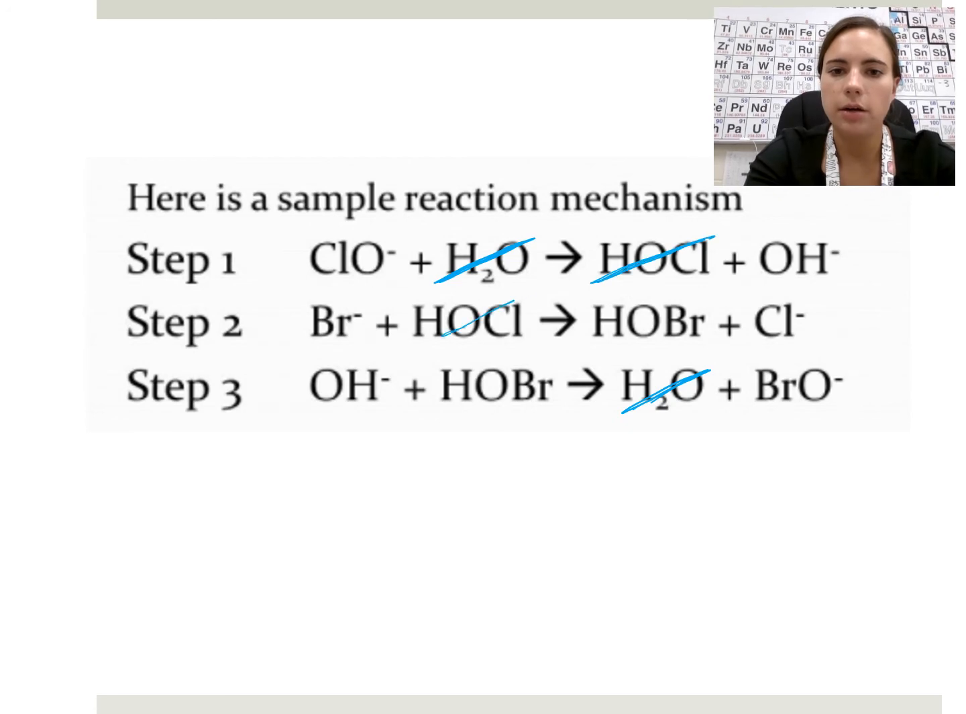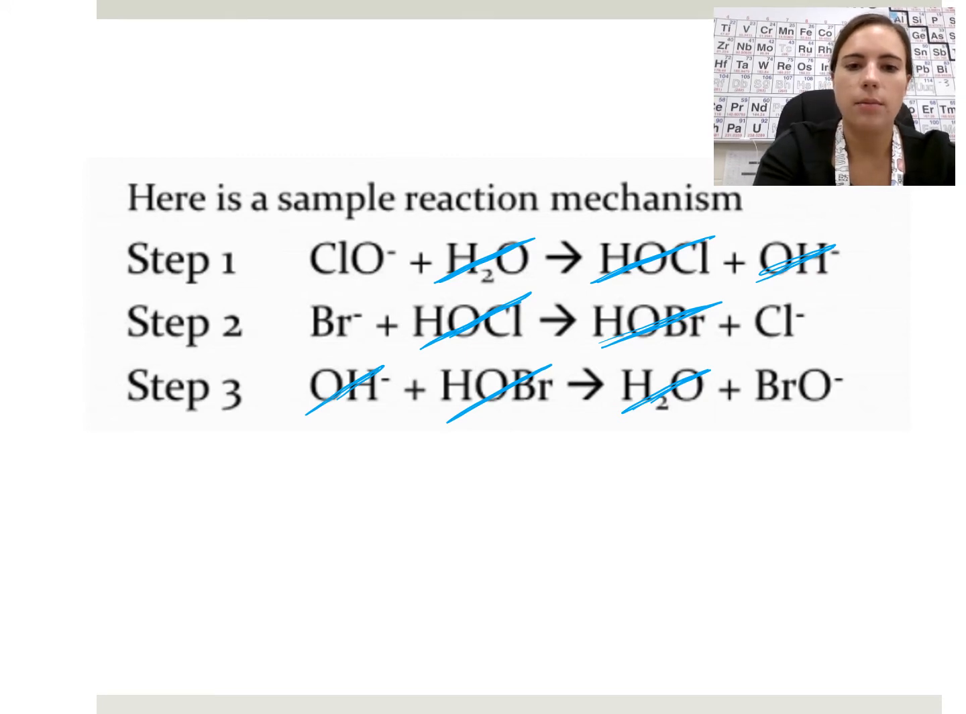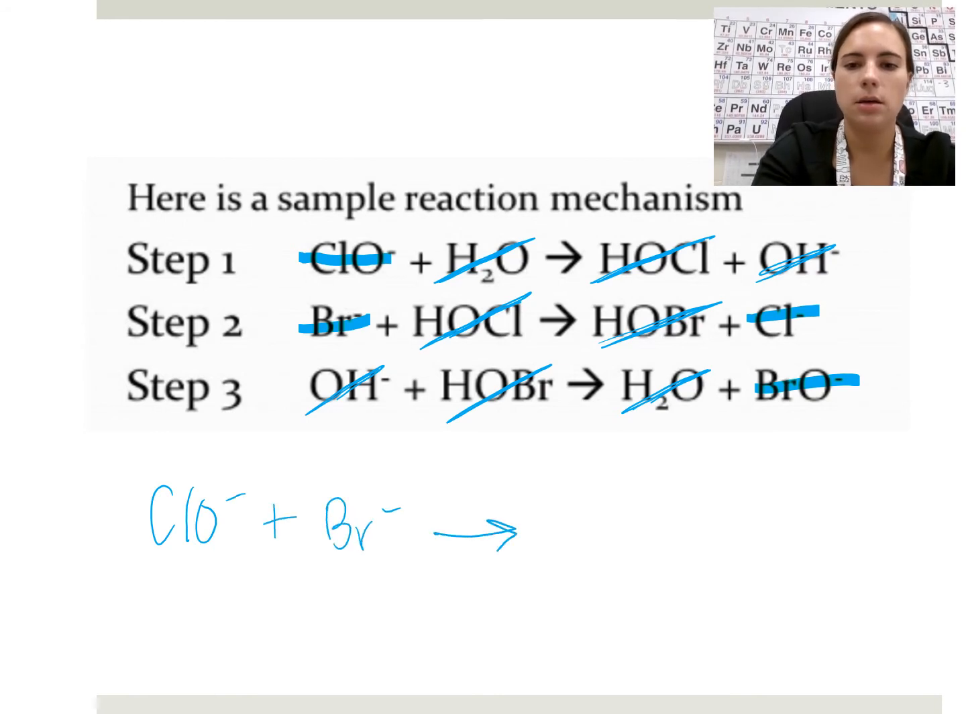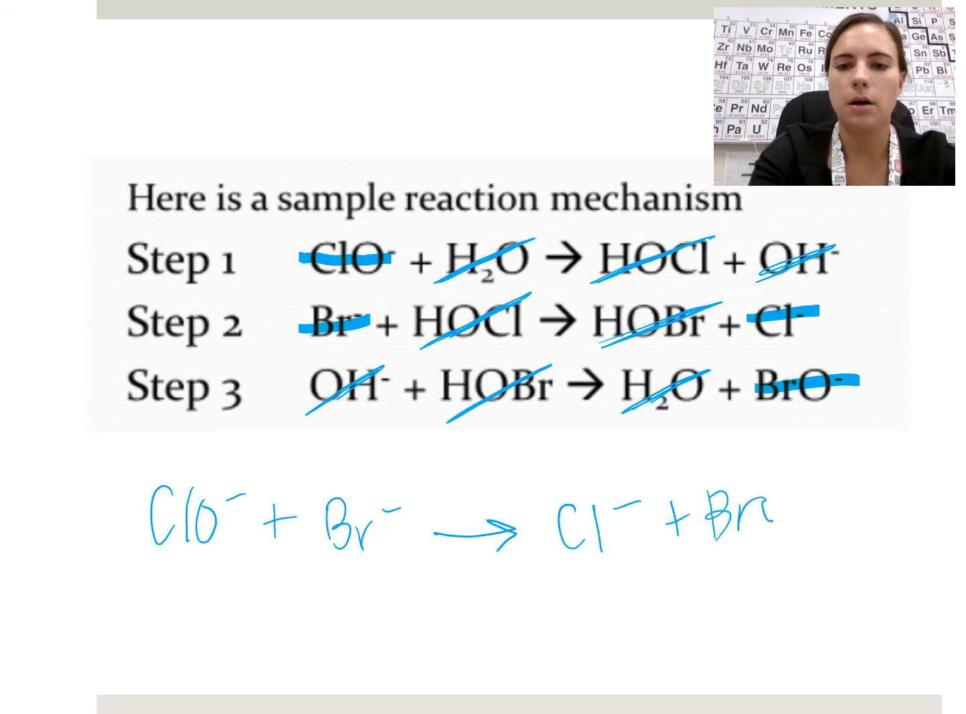HOCl, product here, reactant here, cancel it out. HOBr, product here, reactant here, cancel it out. Hydroxide, product there, reactant there, cancel it out. So what I am left with is the hypochlorite ion, the bromine ion, a chlorine ion, and a bromate ion. So my overall reaction is ClO minus plus Br minus yields Cl minus plus BrO minus.